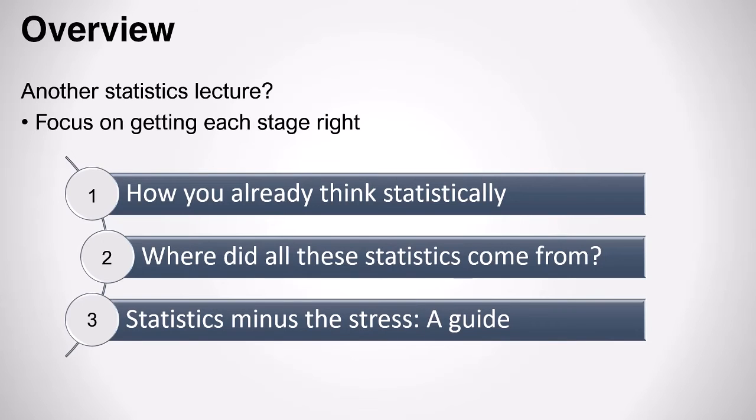So we've looked at how you already think statistically, really, depending on what's the probability of this happening versus this. We've looked at where these statistics came from. Now we just need to look at statistics minus the stress. So just a guide, a surface level guide to stats and how you can use them or how you should use them.